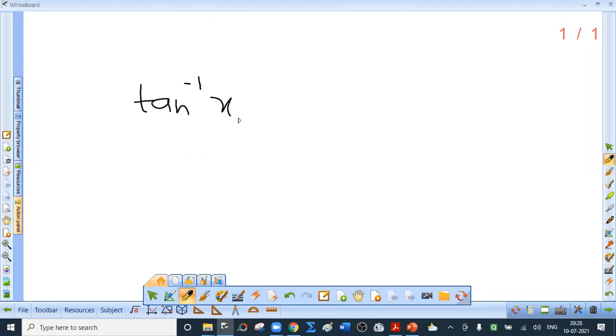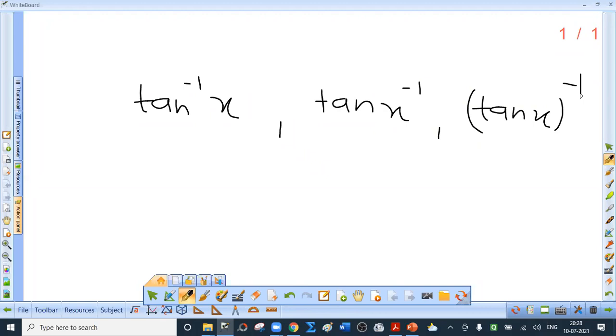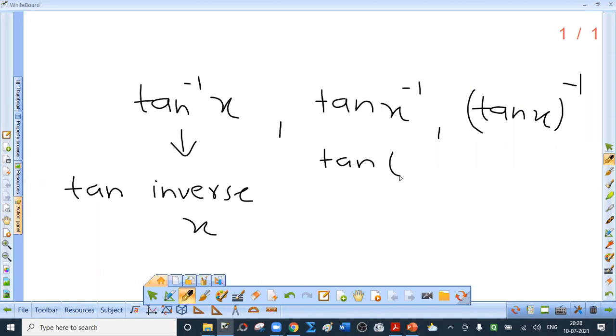Listen to me carefully. I will tell you the difference between these three. This is tan inverse x. This is tan of, what is x raised to minus 1? 1 upon x. Tangent ratio of 1 upon x. And this is tan x raised to minus 1, that is 1 upon tan x, which is nothing but cot x.